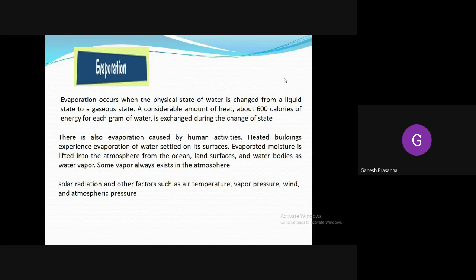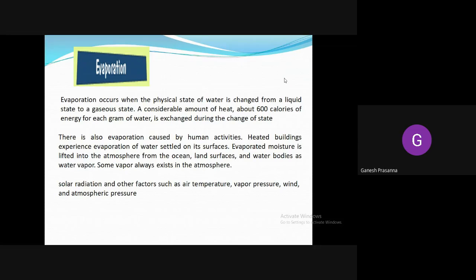Okay, so there is also evaporation that is caused by human activities. How? Heated buildings. During a very hot sunny day, heated buildings experience evaporation of the water that has settled on their surfaces. You can expect this evaporation to take place on a hot sunny day. Okay, evaporated moisture is lifted into the atmosphere from the ocean, land surfaces, and water bodies as water vapor. Some vapor always exists in the atmosphere. There is a small amount of vapor that always exists in the atmosphere, which is called humidity.